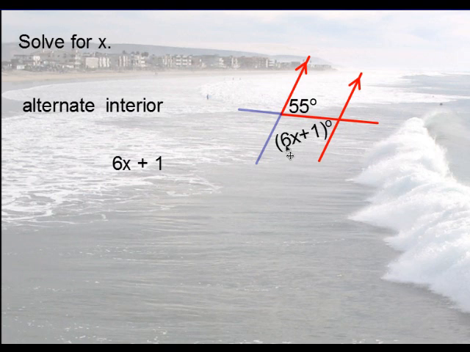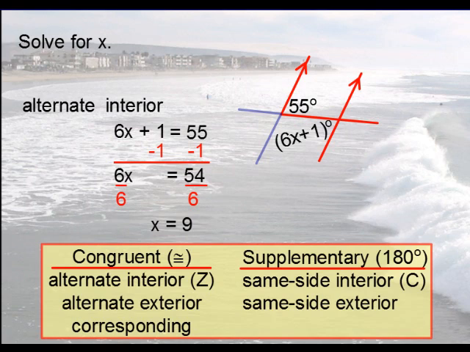So the way we set this up is as such. Take your 6x plus 1 and set it equal to the other angle, 55 degrees. Once you have it like this, the rest is just simple algebra. Minus 1 from both sides, and then divide by 6 on both sides to get your final answer. And that's all there is to it. If you can remember the relationships that these angles have with one another and be able to identify them, then you'll be more easily able to set up the problems and then solve them.